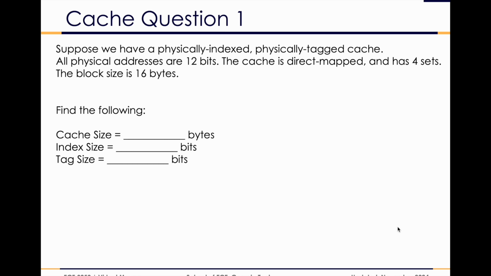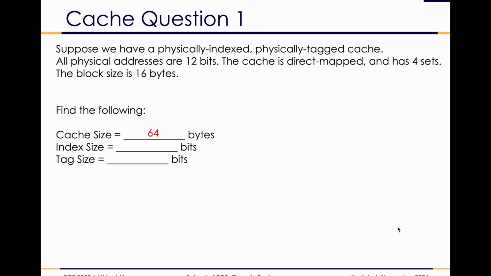Okay, so I'm assuming you've paused the video now and done the problem. The first thing you want to do is find the cache size. The way to do this is to first check it has 4 sets and each block size is 16 bytes. Since it's direct mapped, we know it therefore has 4 entries, and therefore it has 4 blocks of 16 bytes. 4 times 16 is 64. So we get 64 bytes for the cache size.